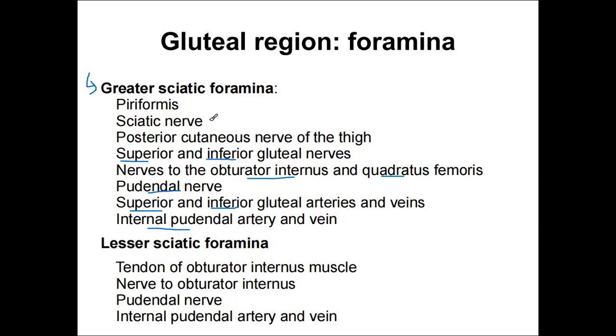And one thing you must note, if the sciatic nerve divides within the pelvis, its common peroneal branch normally passes on the upper compartment. Then on the lesser sciatic foramen, this is now in relation with the perineum. We have the tendon of the obturator internus muscle, one. Two, we have the nerve supplied to the obturator internus muscle. Then we have the pudendal nerve and the internal pudendal vessels. So take note, the pudendal nerve doesn't have an internal and external, but actually the blood vessels have an internal and an external.